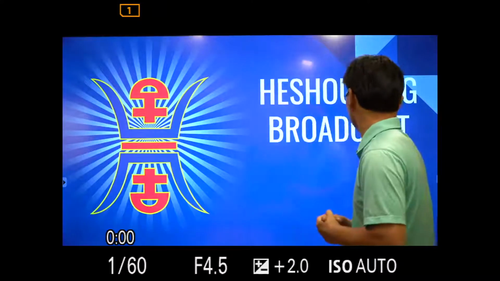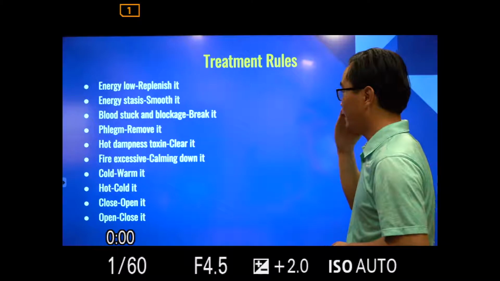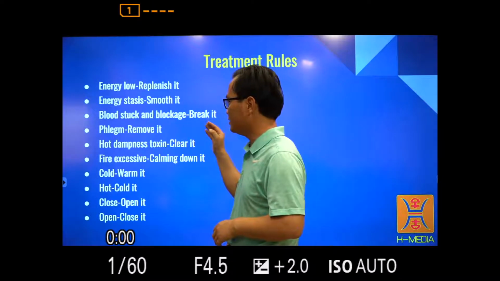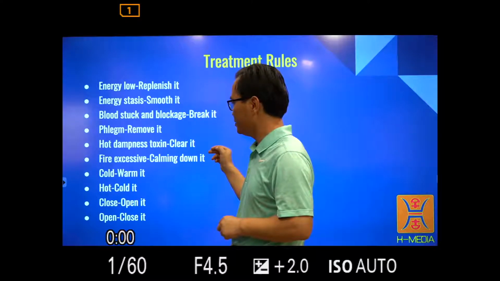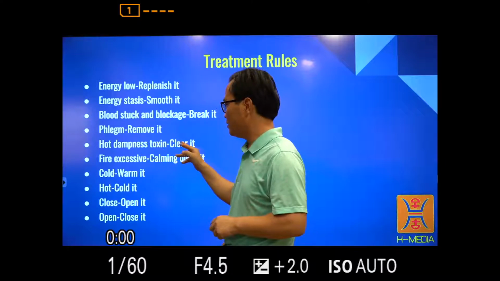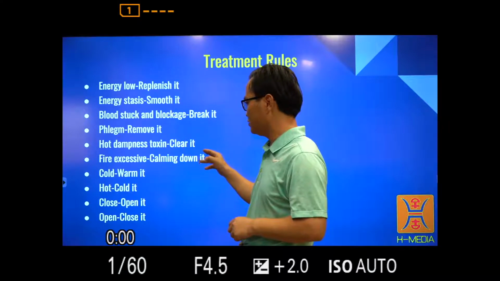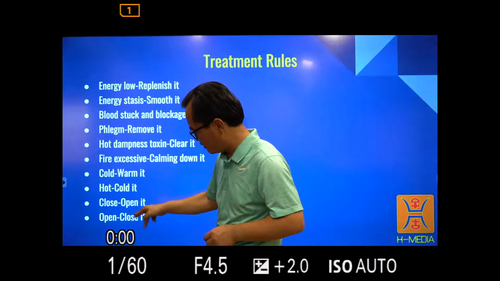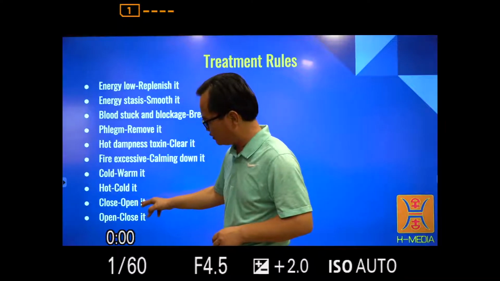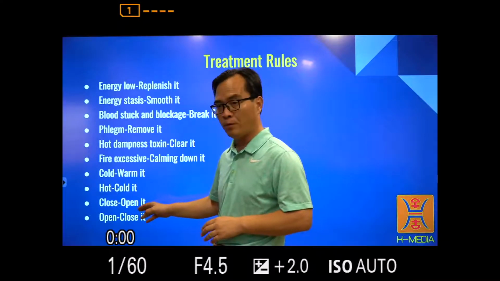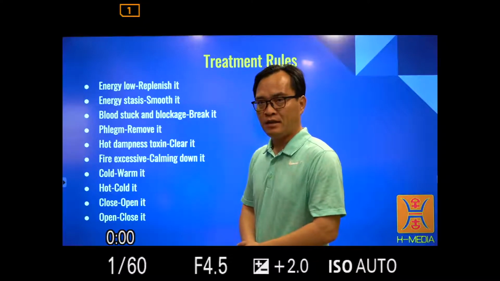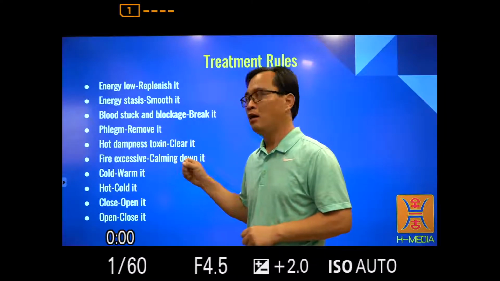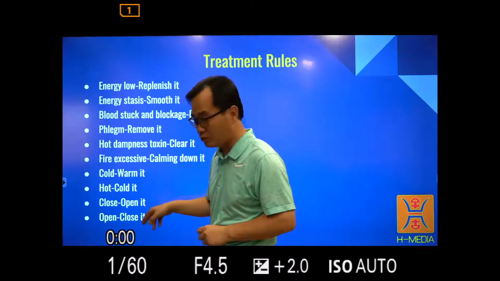And today we continue with the treatment rules. Yesterday and the last 2 times, we have done inner cold, inner diseases, blood stasis and blood blockage, the phlegm, and the heart deafness toxin. Today we will finish the last 5. Remember the last 2: close it, open it, and open it, close it. This is new information, which is not listed in our book. But if you can understand all the others, these 2 treatment rules can also be easily understood.